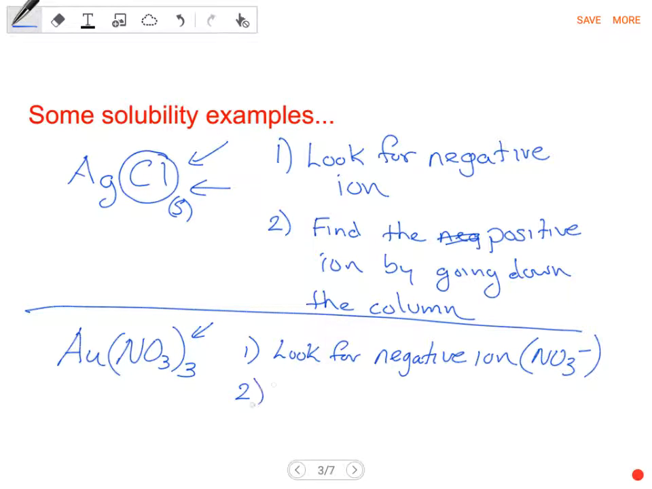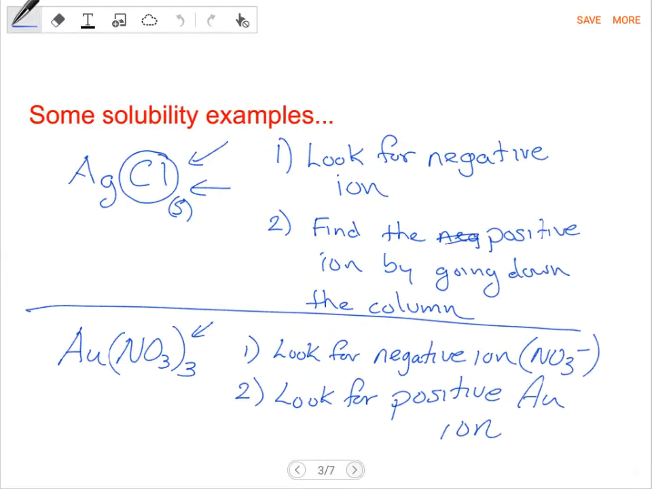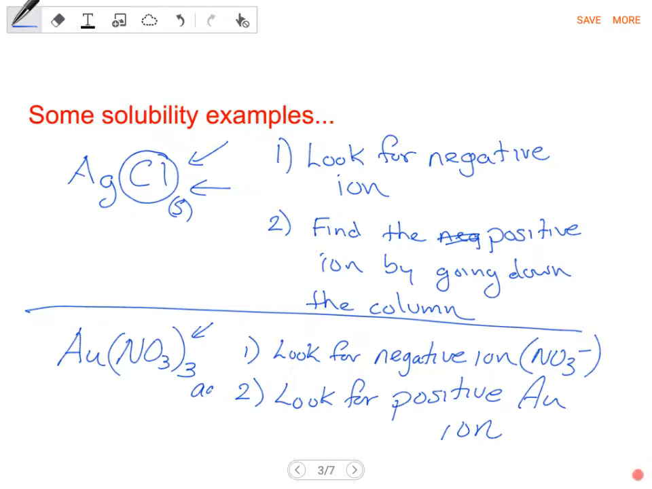Number 2, look for the positive Au ion. Okay, let's go back. All right. Oh, this one says most. Let's go down and find Au. Nope. Au is not one of these. So if it's not one of those, it must be one of these. Remember, this was AQ. This was solid. So this would get an AQ.